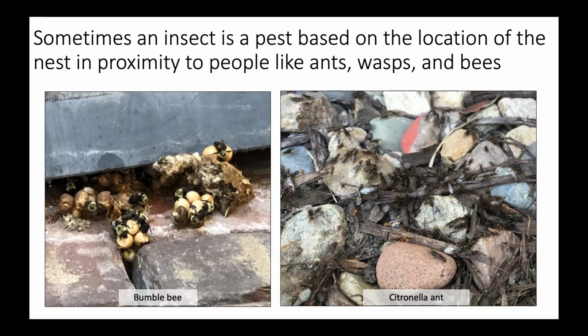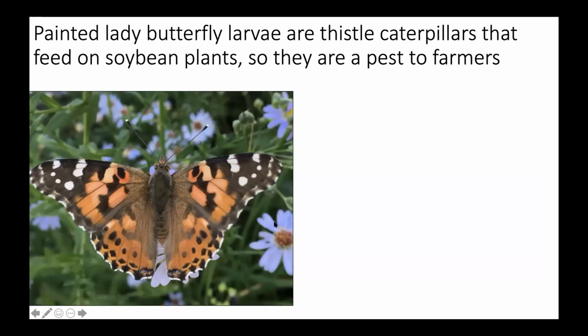They're pollinators. We don't really want to kill them, but they become pests because they're in the wrong place. As well as sometimes those swarming ants that I was telling you about. This is in the garden, not really a problem, but if it's inside your house, you could see how that would be a problem. So now we're going to talk a little bit about butterflies.